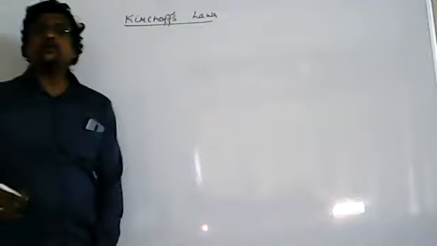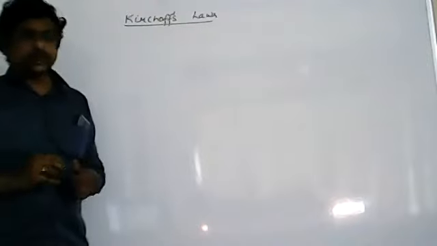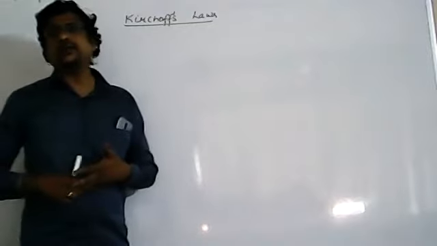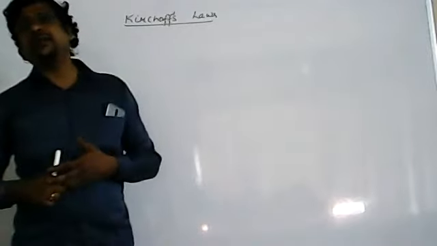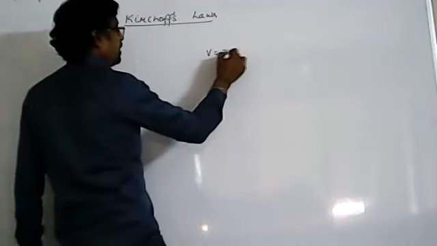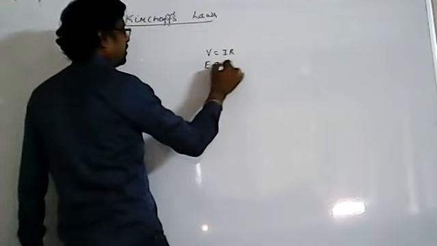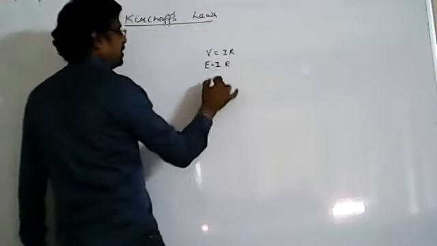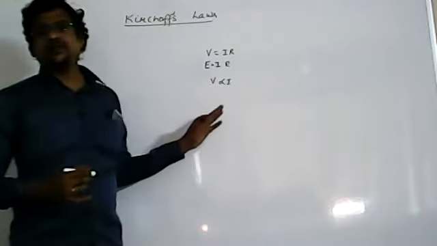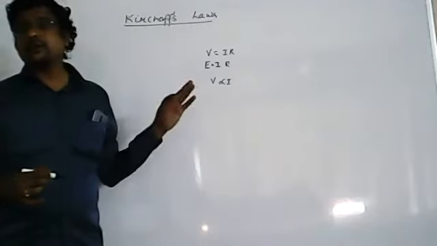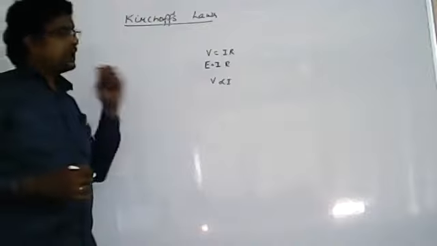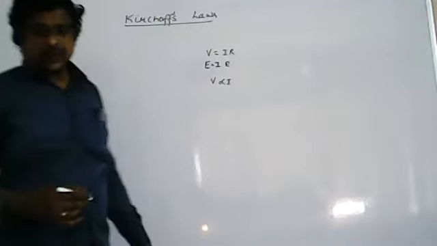Kirchhoff's laws. This is one of the important laws in electronics. Before this, we have heard about Ohm's law, very famous. That is nothing but V is equal to IR or E is equal to IR. Actually, it is V proportional to I. Voltage is directly proportional to current at a constant temperature. If the temperature does not change, then the voltage is directly proportional to the current.